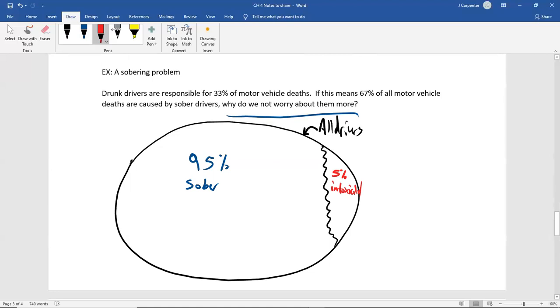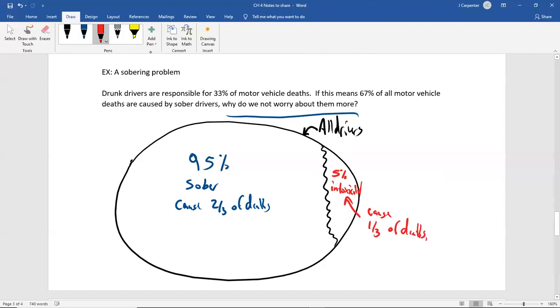Now again, at 4 p.m., the statistic's a little different. At 9 a.m., the statistic's a little different. At 2 a.m., the statistic's a little different. We're just averaging. So the sober drivers here are causing 2/3 of deaths, again 67%. But the intoxicated drivers, this teeny little chunk, is causing 1/3 of deaths.